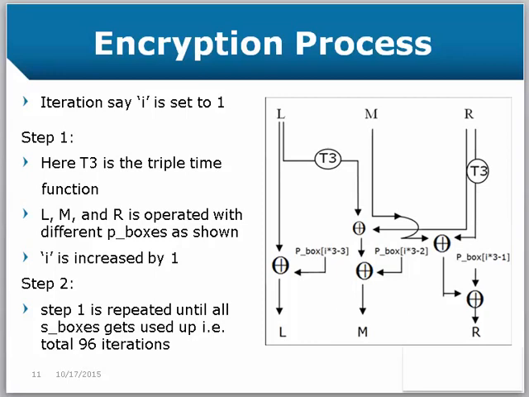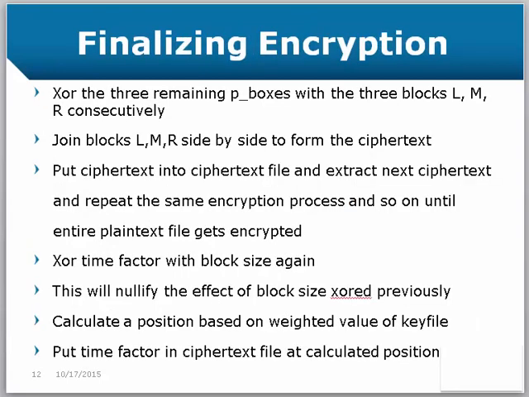This is repeated. Here you can see step 1 shown in the diagram, and this whole step is repeated until all S boxes get used up, that is, a total of 96 iterations. Now after all these iterations, there are 3 remaining P boxes. We store the 3 remaining P boxes with the 3 blocks L, M and R respectively. Now join the resultants side by side to form the ciphertext.